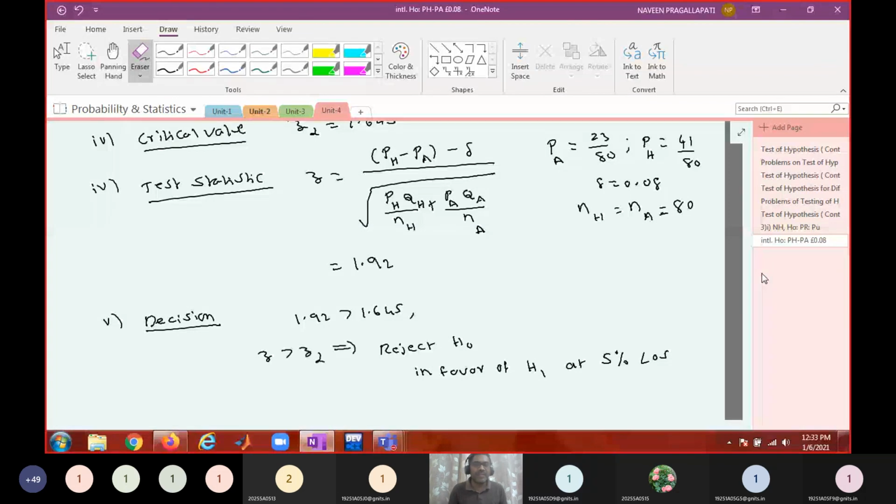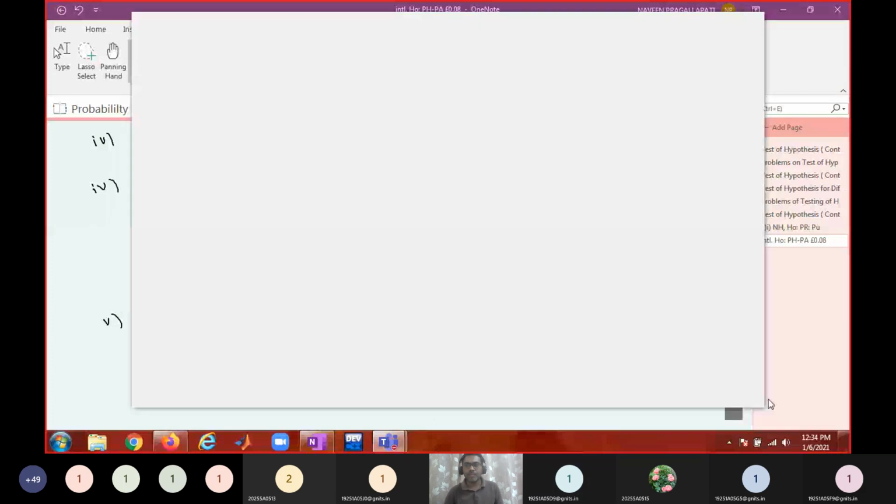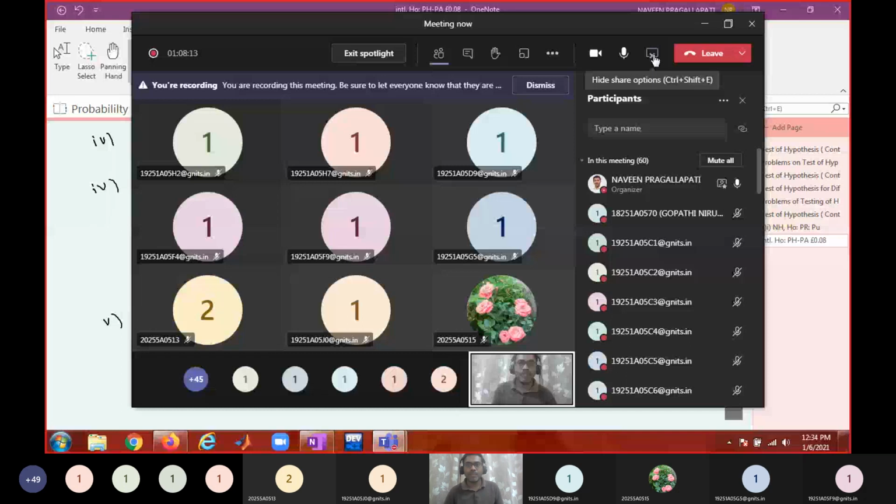Yes, sir. So with this, we have completed testing of hypothesis on single mean, difference of means, single proportion, and difference of proportions for large samples. In the next class, we will see estimation, finding the confidence interval for a single population proportion. Is that okay? Yes, sir. Stay back.